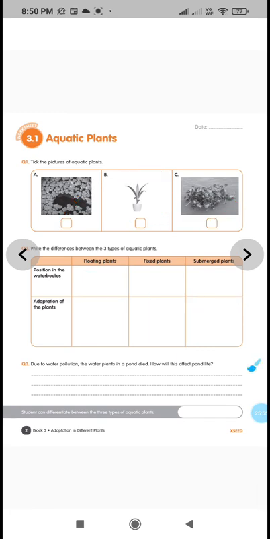Understood, children? So nicely complete page number 18 practice questions and also page number 12 worksheet. Complete and forward it to me, children.